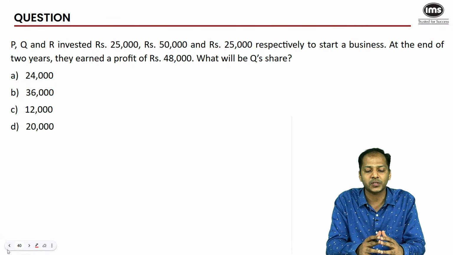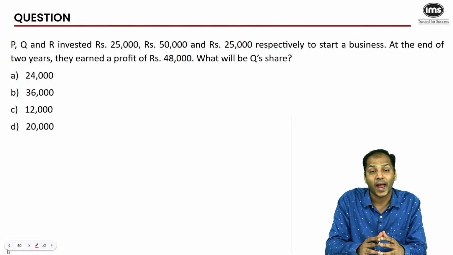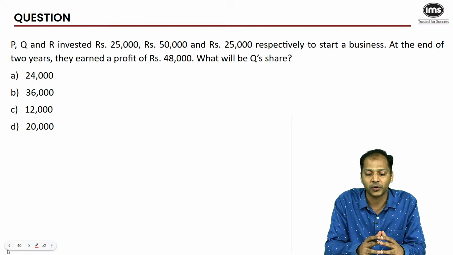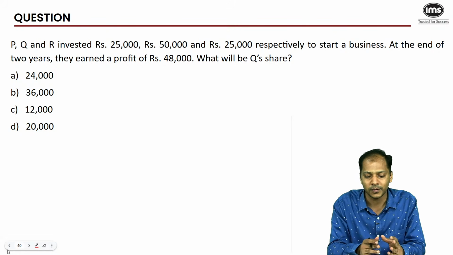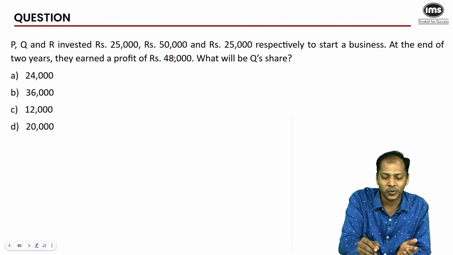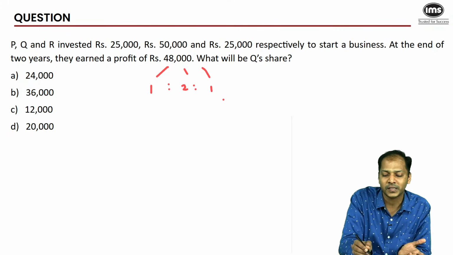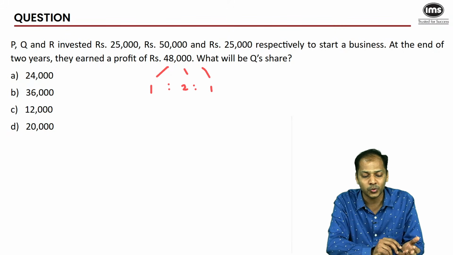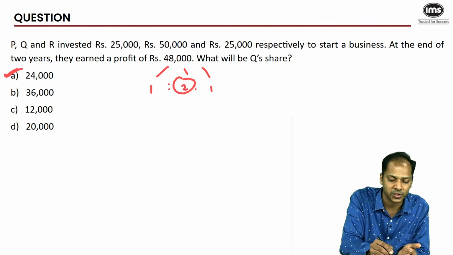Chalo, P, Q and R invested 25,000, 50,000 and 25,000 respectively to start a business. At the end of 2 years, they earned a profit of this much. I think this is pretty straightforward, guys. 1:2:1. So you just had to divide this profit in the ratio 1:2:1, the ratio of their investments. So what will be Q's share? That's 2 out of 4, 50%, 24,000. The answer is option A.